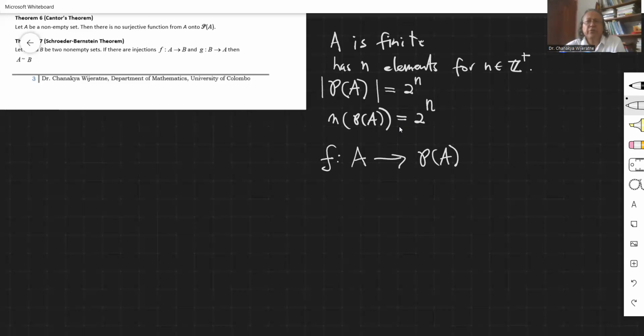But when A is infinite, then things are different. Because then we can say the power set of A has 2 to the infinite elements, okay? So we have to come up with a different argument than here to conclude that there cannot be a surjective function from A onto the power set of A.